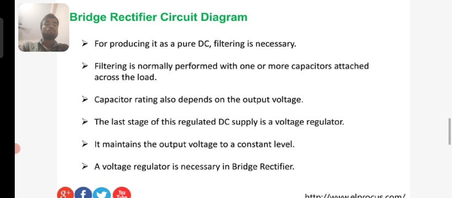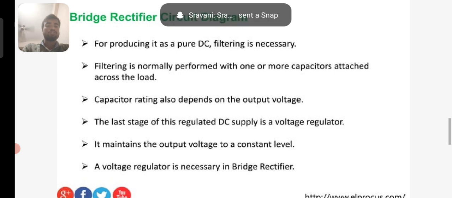For producing pure DC, filtering is necessary. Filtering is normally performed with one or more capacitors attached across the load. Capacitor rating also depends on the output voltage. The last stage of this regulated DC supply is a voltage regulator. It maintains the output voltage at a constant level. A voltage regulator is necessary in a bridge rectifier.